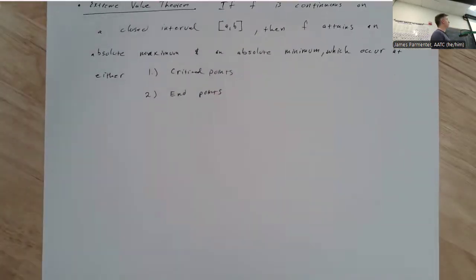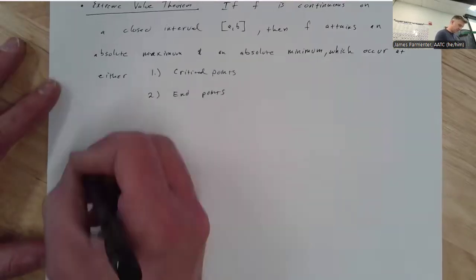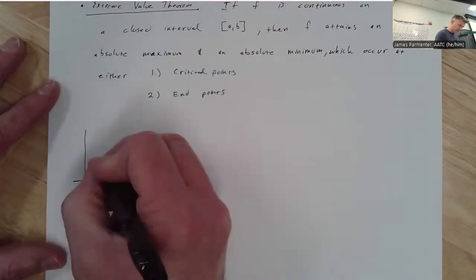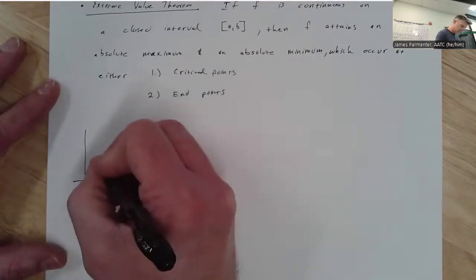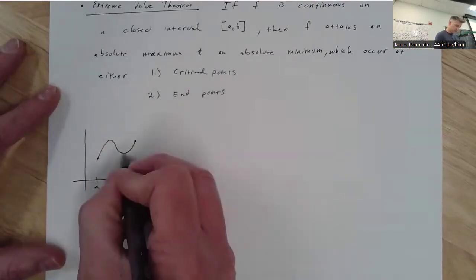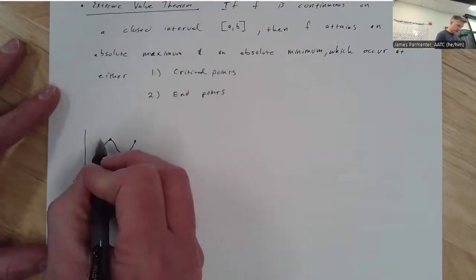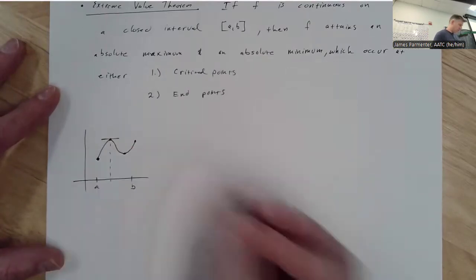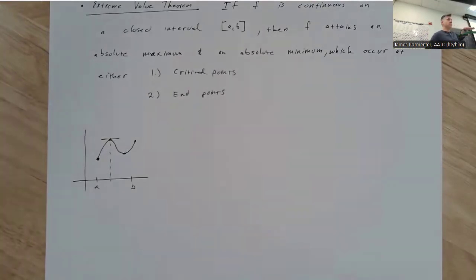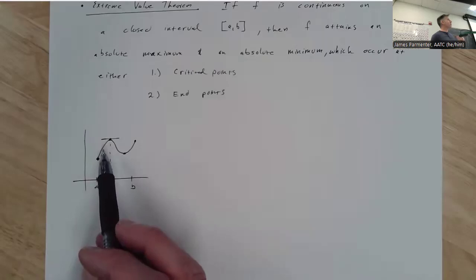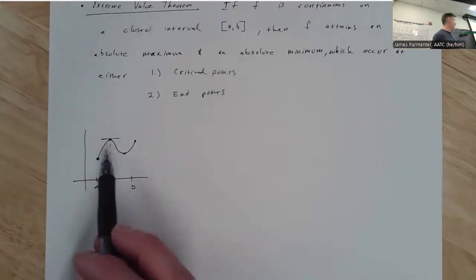A couple pictures that help us imagine what's happening here. So you might have a function defined from a to b that looks like this, where we have an absolute maximum right here, an absolute minimum right there. The lowest point is at an endpoint. The highest point is at some critical point, which we haven't defined yet, in the interval.